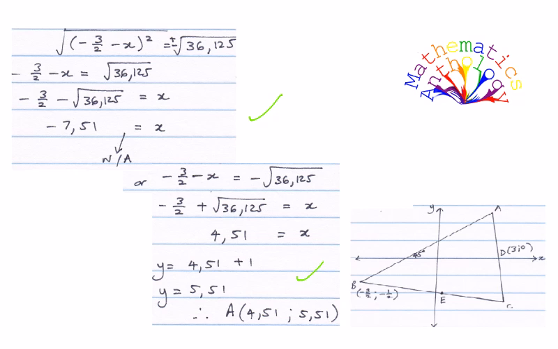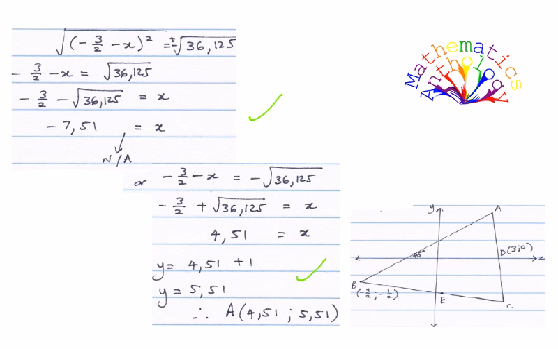Okay, and I'll continue then by square rooting that bracket to get rid of the square. So I'll square root both sides. Then I'll have negative 3 over 2 minus x is equal to the positive square root of 36,125, and x there works out to be negative 7,51, or I'll have negative 3 over 2 minus x is equal to the negative square root of 36,125, and x works out there to be 4,51.